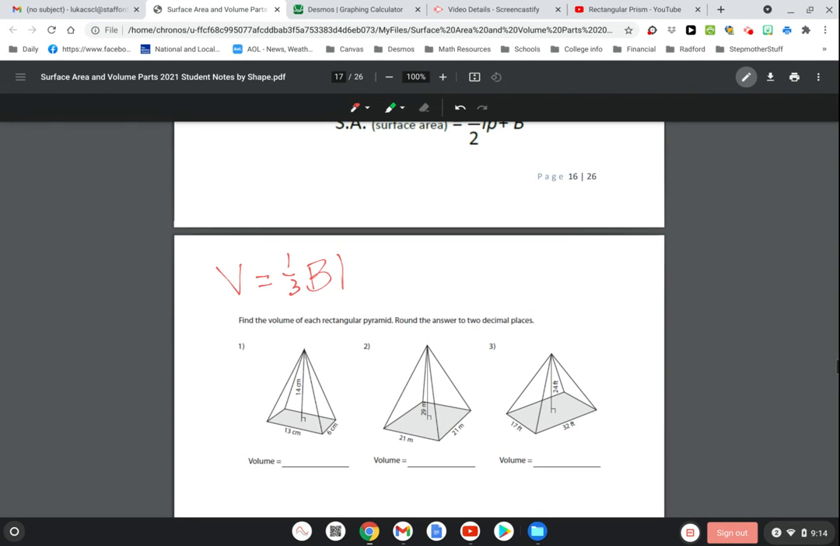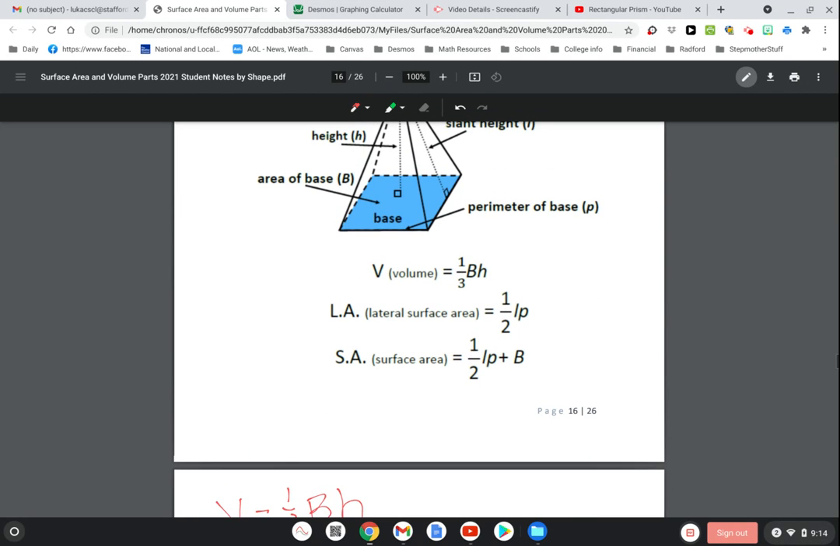Now I know what the H is. The H is this 14. It's the height of the pyramid. So I know I'm going to have a 1/3 times something, whatever that big B is, times 14. So now I have to figure out, okay, what is that B? Well, that is the area. If you look here, that's the area of either the rectangle or the square that the pyramid is sitting on.